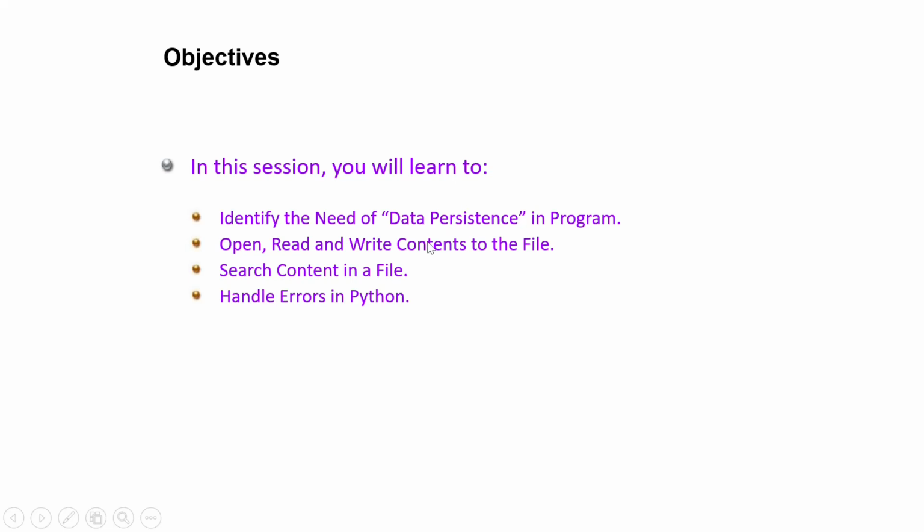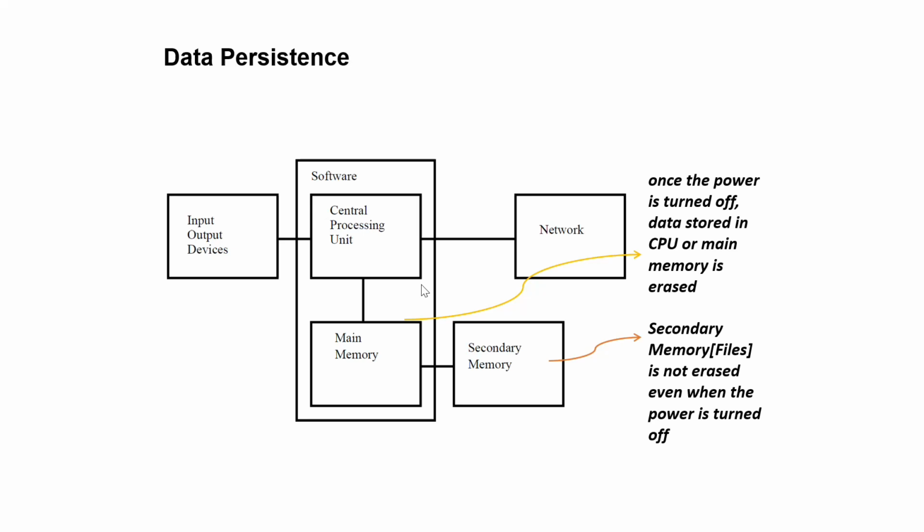So in this session, you will learn to identify the need for data persistence in a program, open, read and write the content to a file, search content in a file, and handle errors in Python. Okay. So data persistence, as you can see here: first of all, you need input output devices, right? The CPU, central processing unit, and main memory, that is called primary memory, secondary memory, right? And network. So main memory means you're talking about the RAM. Secondary memory, I mean, talking about the ROM.